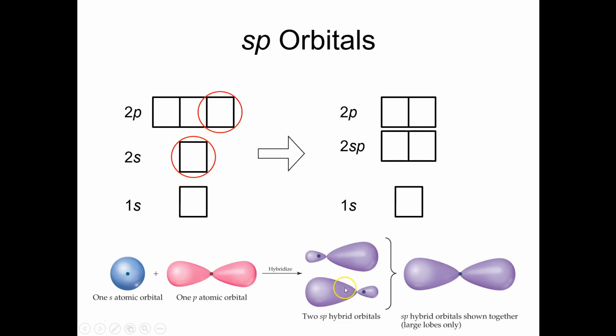They look like this with a large lobe and a small lobe. Often when we draw more than one orbital at a time, we just leave the small lobe out, because it can be confusing to draw things that are overlapping each other. But when you have sp hybridization, these two sp orbitals adopt an orientation where they're 180 degrees apart from each other, just like this. So this is the large lobe of one, this is the large lobe of the other.